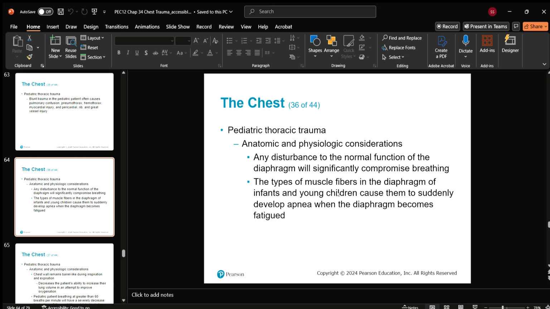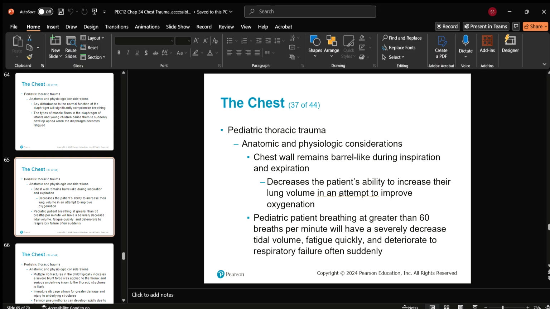Some anatomic and physiologic differences. The types of muscle fibers in the diaphragm of infants can cause them to suddenly develop apnea. That is, they will stop breathing when the diaphragm becomes fatigued. So what they're saying there is that the patients will compensate for a very long time and then just drop off a cliff. They will appear to be compensating very well, but they will go to a sudden respiratory arrest.